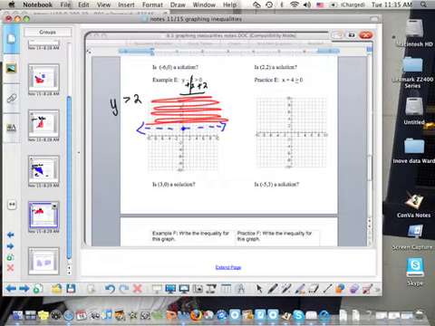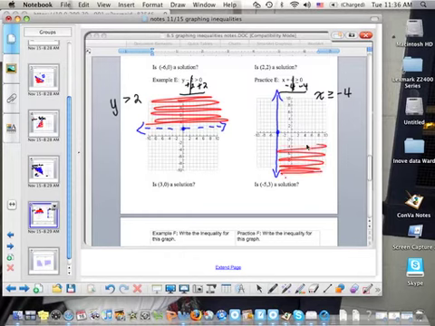Versus this one, where I only have an x, I would get x is greater than or equal to negative 4. This is a no slope line. No slope lines run parallel to the y-axis. They're vertical lines. They're straight up and down. This one's going to be a solid line because it's got an equal to on it, and the area that's greater than negative 4 would be all over here. So this side would be shaded.